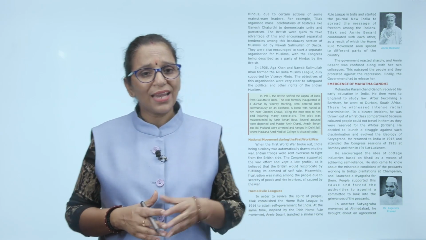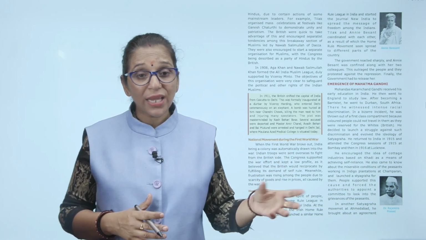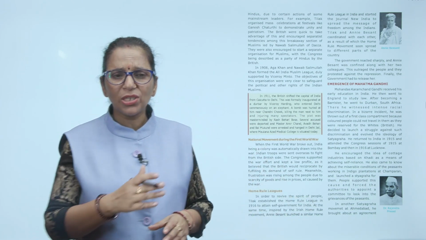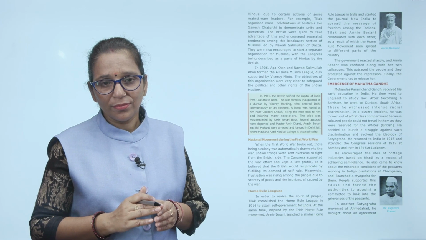Now what did they want? Leaders like Tilak organized mass celebrations of festivals like Ganesh Chaturthi to demonstrate unity and patriotism, because the leaders tried to unite Hindus and Muslims. The British were quick to take advantage of this. They encouraged a separatist tendency among a breakaway section of Muslims, led by Nawab Salimullah of Dhaka.